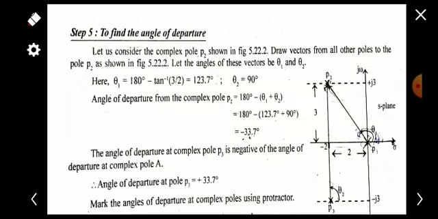Breakaway or break-in points either lie on the real axis or exist as complex conjugate pairs. That is, if there is a root locus on the real axis between two poles, then there exists a breakaway point. If there is a root locus on the real axis between two zeros, then there exists a break-in point.